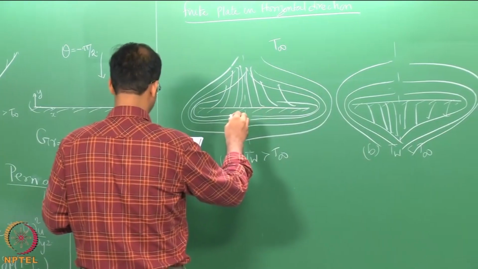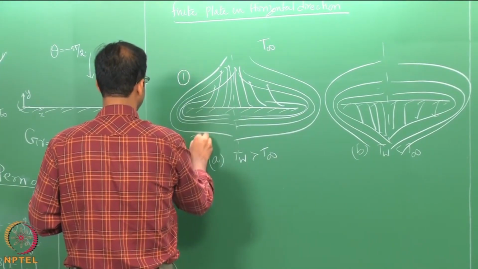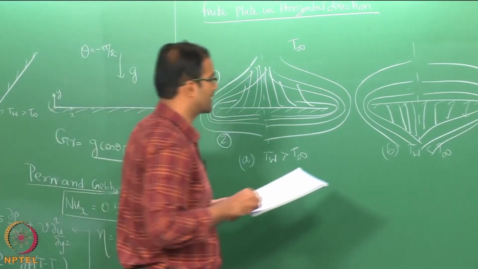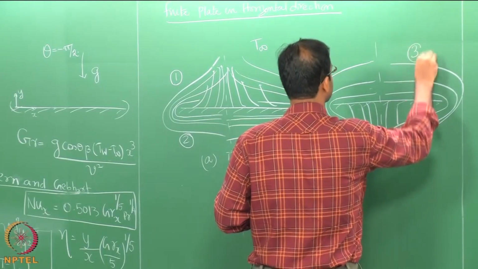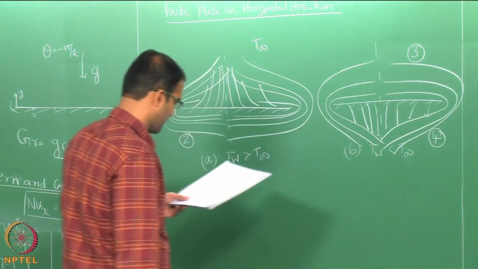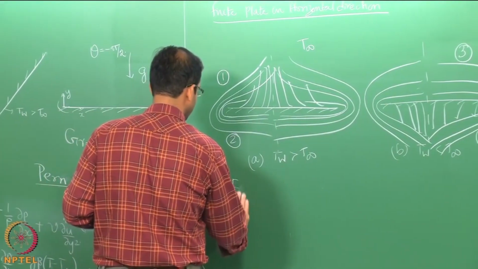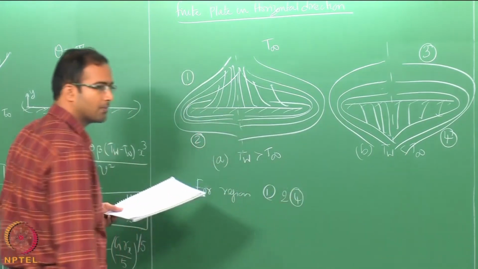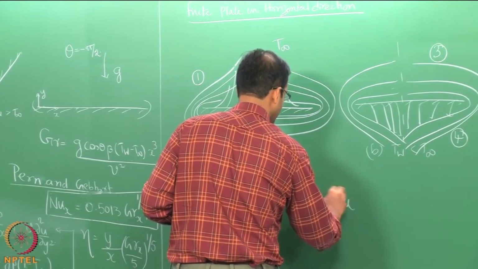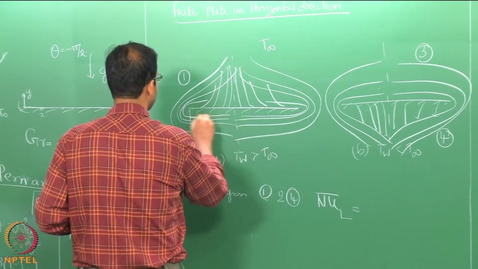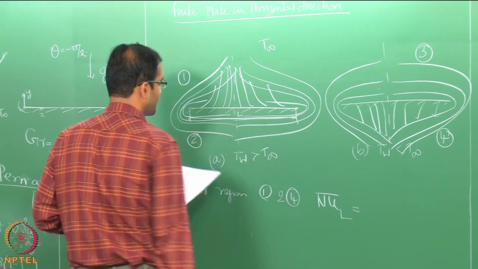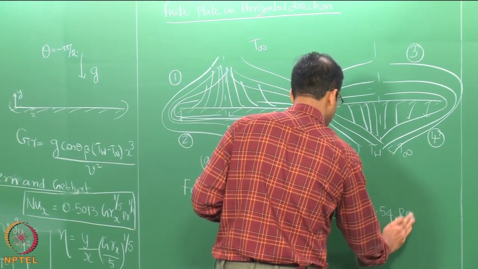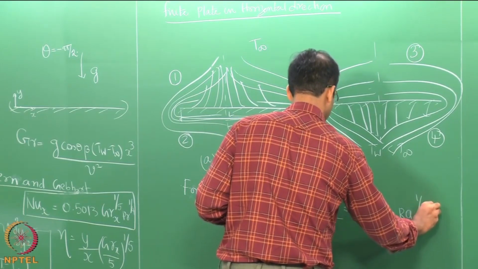I will call this as region 1, region 2 here. So, that is region 1 is the upper surface of the heated plate, region 2 is the lower surface of the heated plate, and 3 is the upper surface of the cold plate, 4 is the bottom surface. So, for regions one and 4, so these are identical flow patterns. So, the average Nusselt number based on the length of the plate. So, you can call this plate length to be some capital L. This is calculated as 0.54 times Rayleigh number to the power 1 by 4.